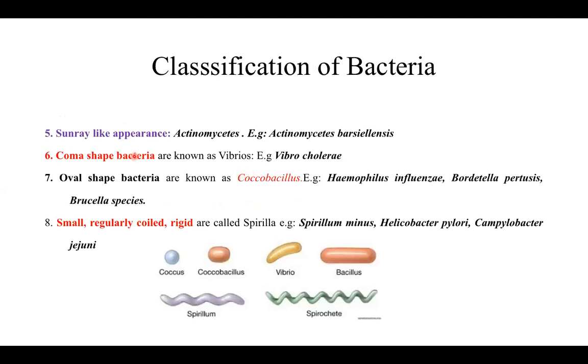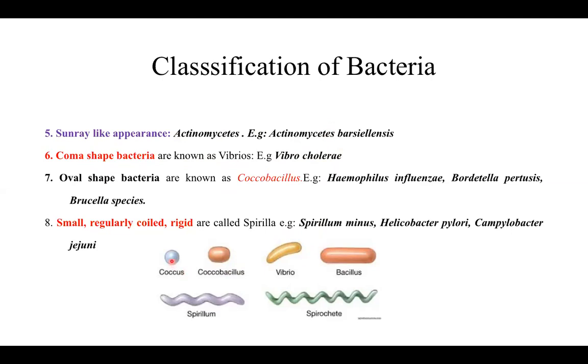Some bacteria appear to have a sun-ray-like appearance. They are known as actinomyces. An example is Actinomyces species. Some bacteria appear as comma-shaped structures. These bacteria are known as vibrios. The comma-shaped bacteria are known as vibrios. An example is Vibrio cholerae.